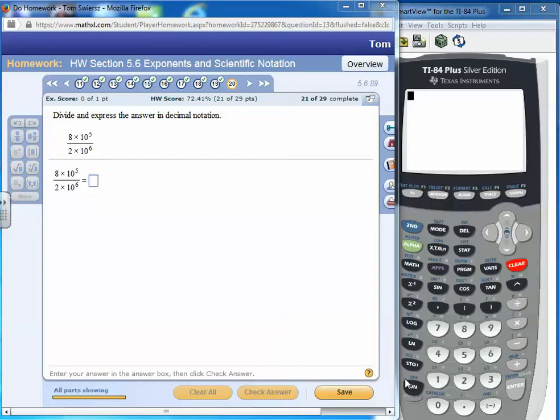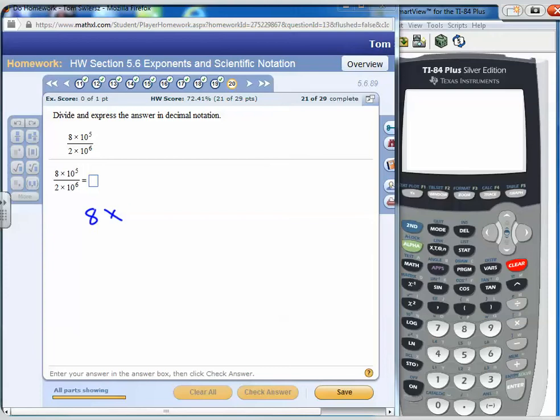Let's look at homework exercise number 20 from 5.6. 8 times 10 to the 5th divided by 2 times 10 to the 6th. Again, we can do this pencil and paper or on our calculator. You can divide the decimal parts. 8 divided by 2 is 4.